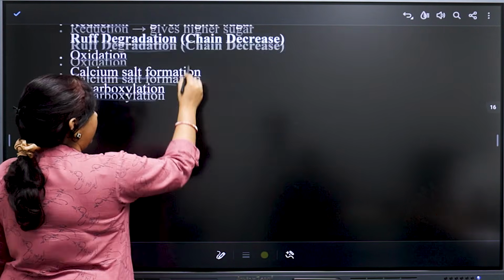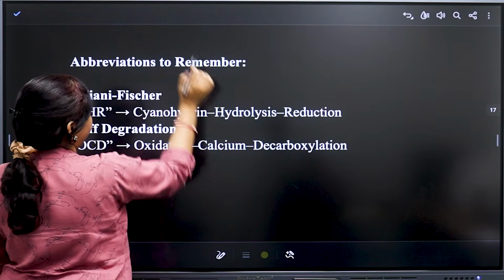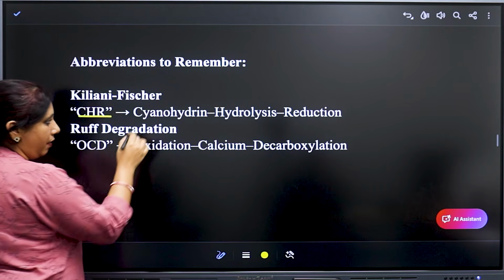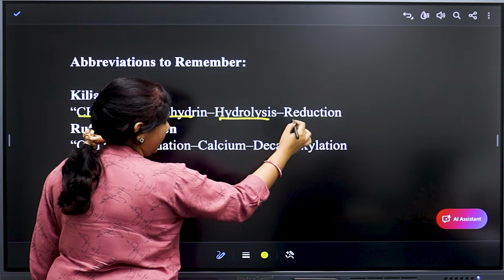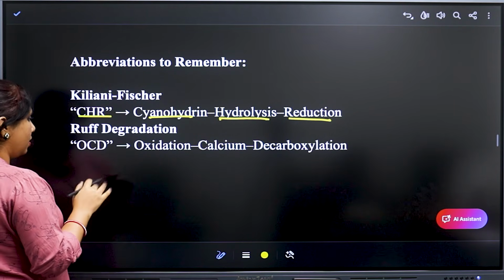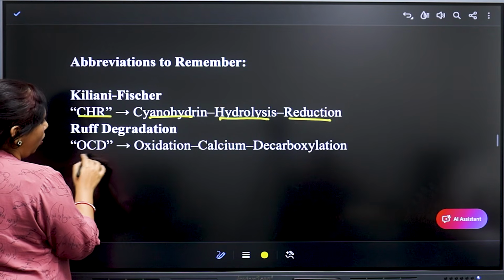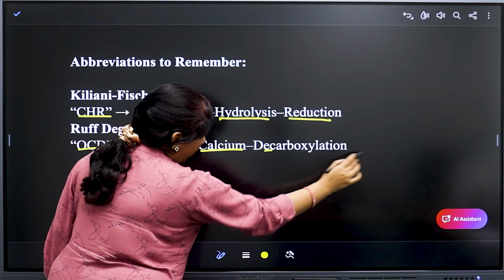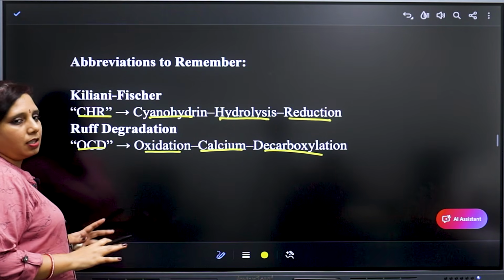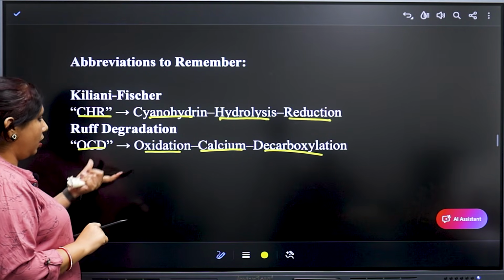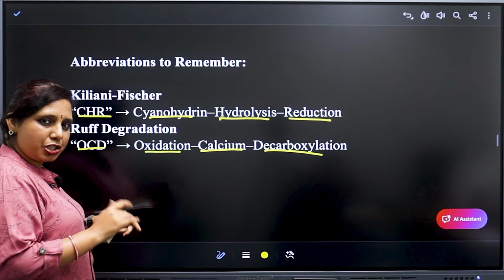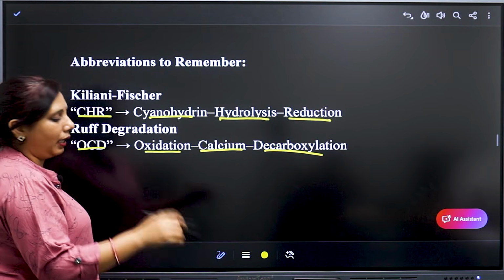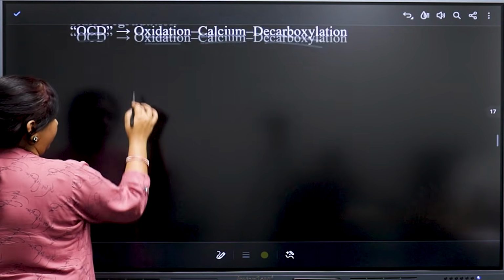Let us see the abbreviation to remember. Remember this as CHR: first cyanohydrin formation, then hydrolysis, then reduction, that is Kiliani-Fischer synthesis. Ruff's degradation is OCD: oxidation, reaction with calcium, then decarboxylation. This is for Ruff's degradation. If you remember these two and practice the chemical reactions properly, then you will score good marks.